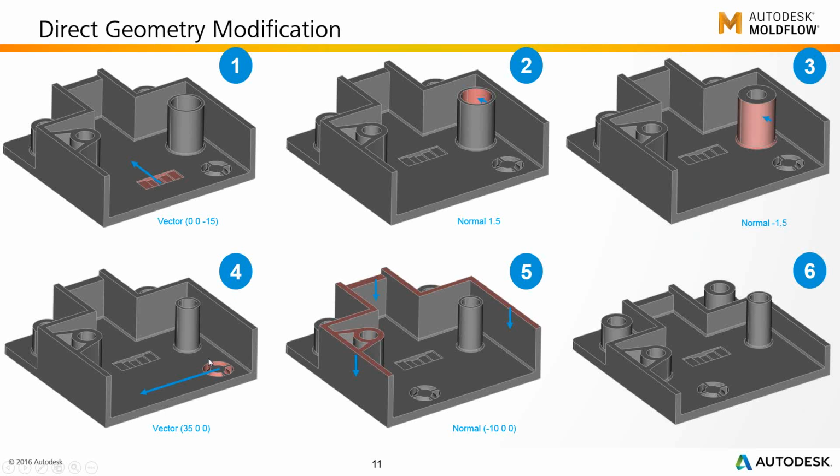And then I just picked up the funky hole over here and gave it a vector operation and moved it to the other side of the part. And then I took some of the top faces of the model and gave it a normal direction of minus 10 millimeters. So I end up with a very heavily modified part compared to the original model, right?